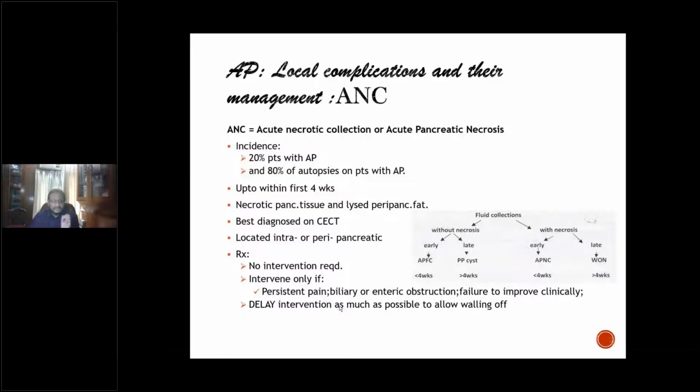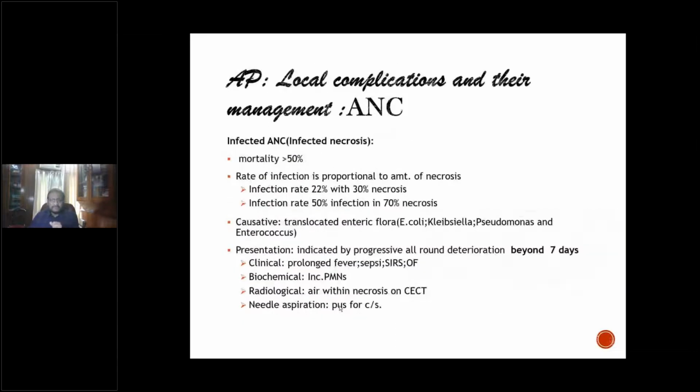Okay. Now, if there is infection in this necrotic collection, if it's infected necrosis, the mortality shoots up to 50%. And that is the time when you do require some kind of intervention. The rate of infection is directly proportional to the amount of necrosis. That means the more the necrosis, the more the infection. So if you have 30% necrosis, or one-third necrosis, the infection rate is 22%, and if you go to 70%, that's two-thirds of the pancreas undergoing necrosis, the infection becomes 50%.